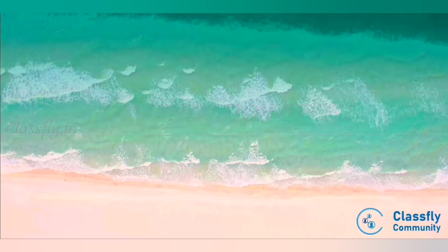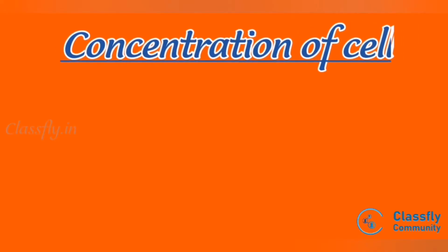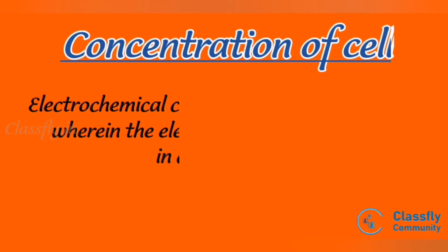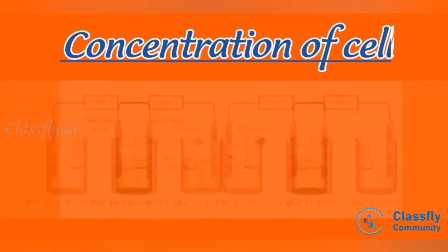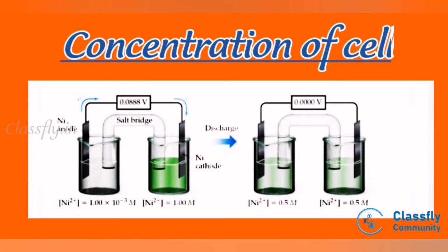Concentration of cells. What is a concentration cell? It can be defined as an electrochemical cell that consists of two half cells wherein the electrodes are the same but they vary in concentration. As the cell tries to reach equilibrium, the more concentrated half cell is diluted and the half cell of lower concentration has its concentration increased via the transfer of electrons between these two half cells. Therefore, as the cell moves towards chemical equilibrium, a potential is created.